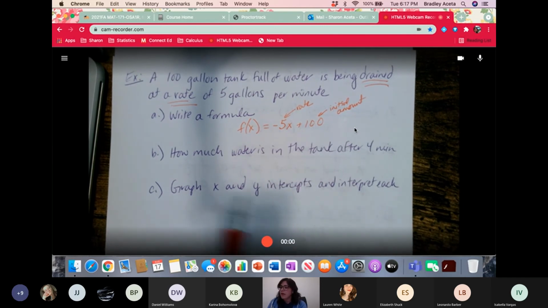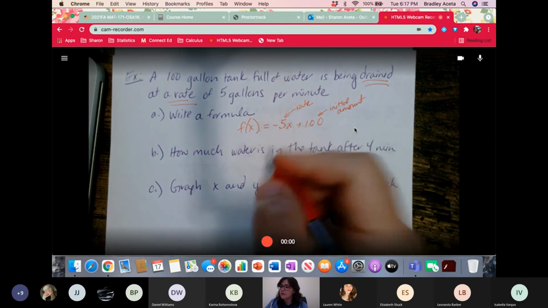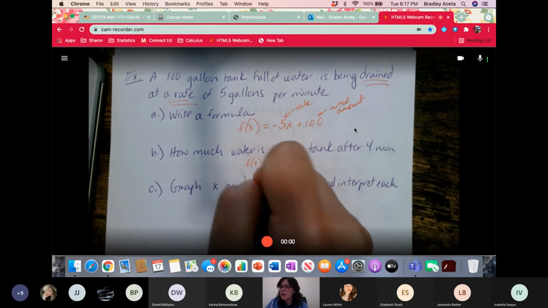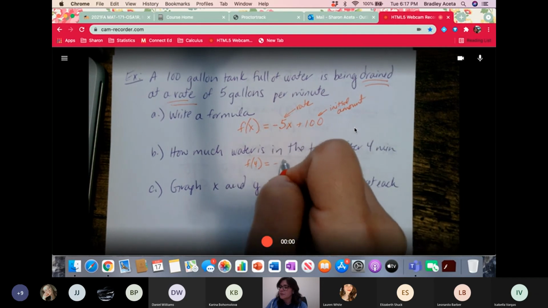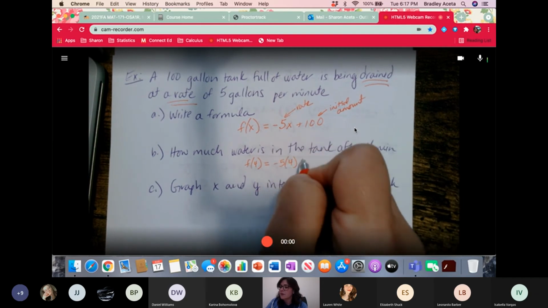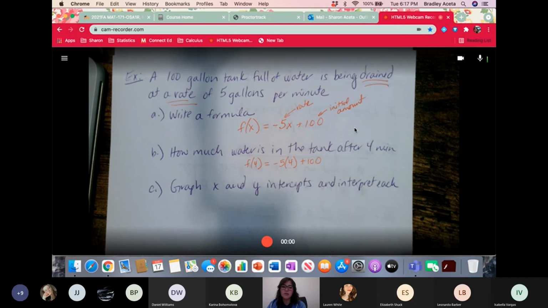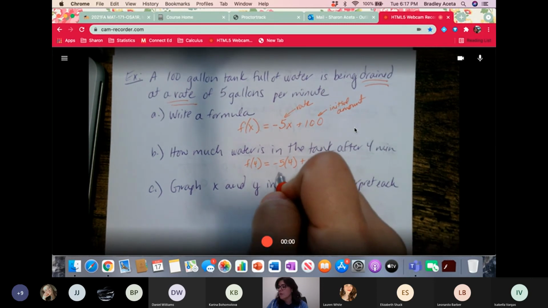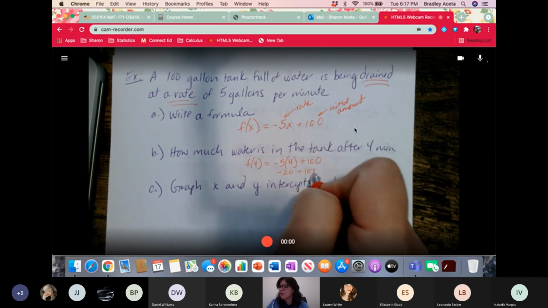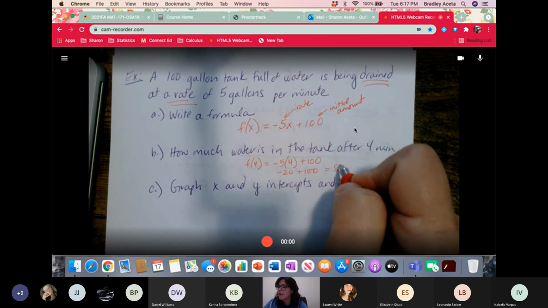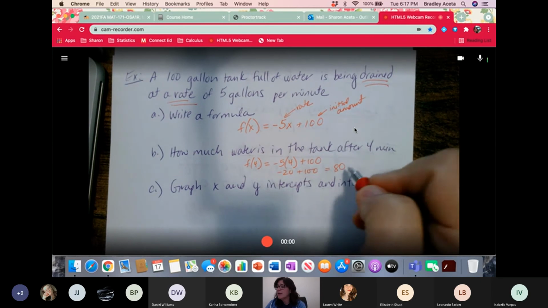Pretty simple. How much water is in the tank after 4 minutes? Well, that's easy now that we have our formula. We just take the number 4 and we're going to plug it in for X. So we want to find out what the F of 4 is. Negative 5 times 4 plus 100, which would be negative 20 plus 100, which is 80. 80 what? 80 gallons.